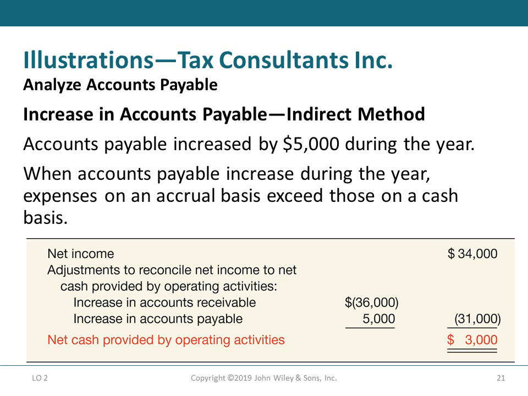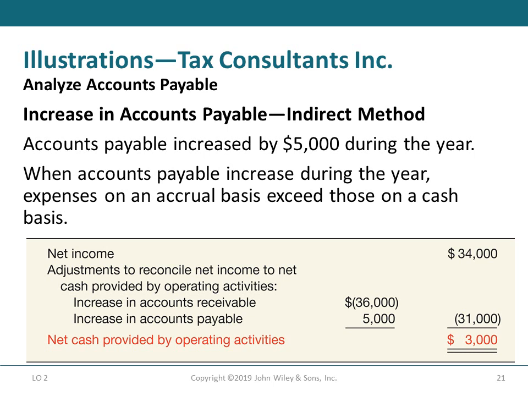Let's go back to our example. We started with net income of $34,000 and subtracted the increase in accounts receivable, $36,000, and added the increase in accounts payable, $5,000. So the net adjustment is to subtract $31,000. So starting with net income of $34,000 and subtracting the net adjustment of $31,000, the net cash provided by operating activities will be $3,000. So $3,000 is the net cash provided by operating activities.